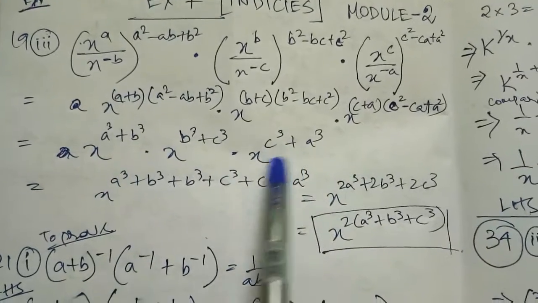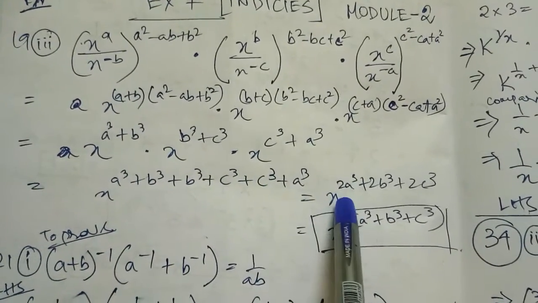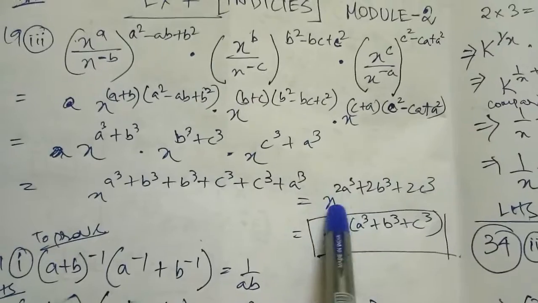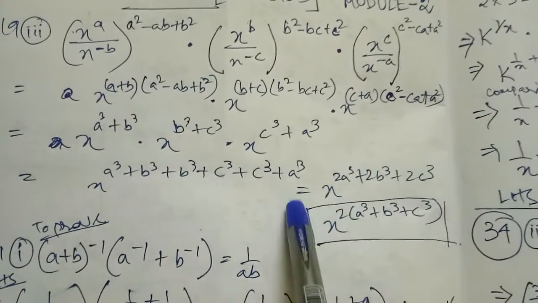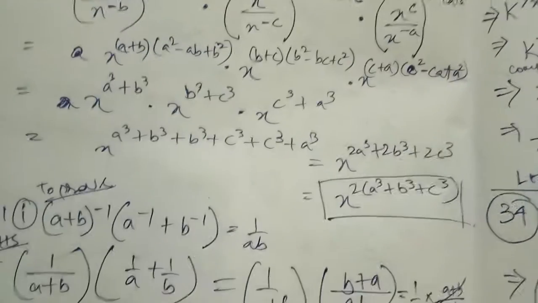Now the bases are the same, so the powers will be added up. See what is given: 2a cube, 2b cube, 2c cube. I have taken 2 common. This is the value that came. Okay, this is the first part's answer.